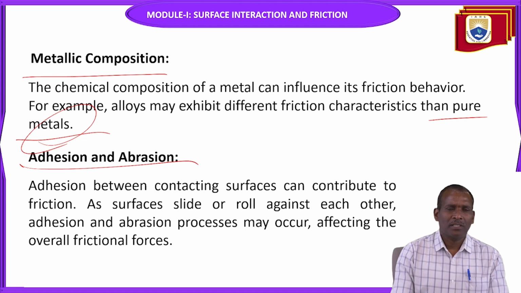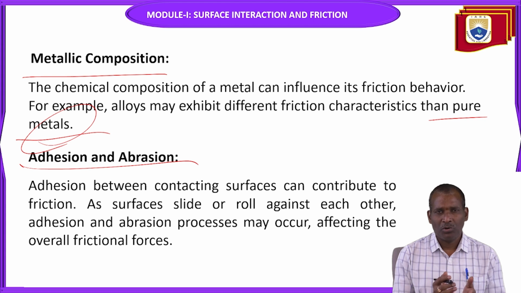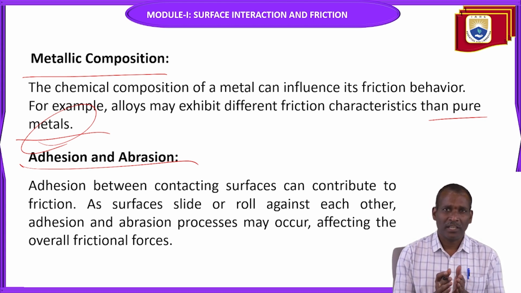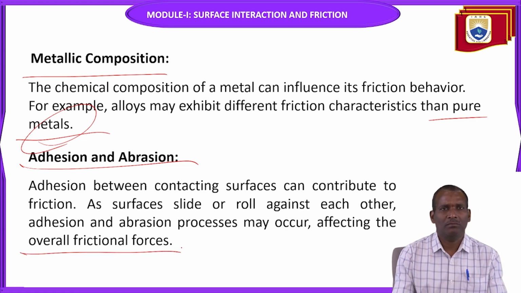If two surfaces are in a sliding motion, more friction will be generated. Suppose two elements are in rolling action, then less force is required, and automatically less friction will be generated. So these two factors, adhesion and abrasion, affect the overall friction forces. Clear?